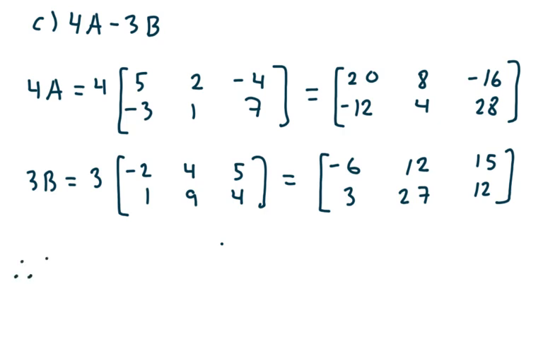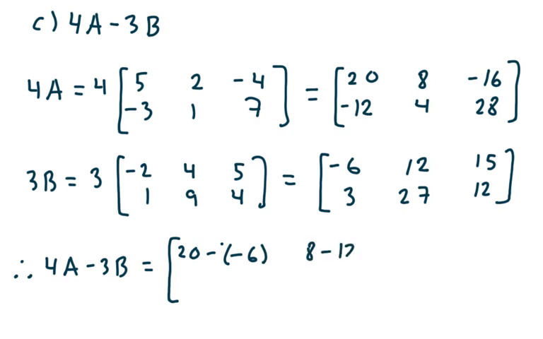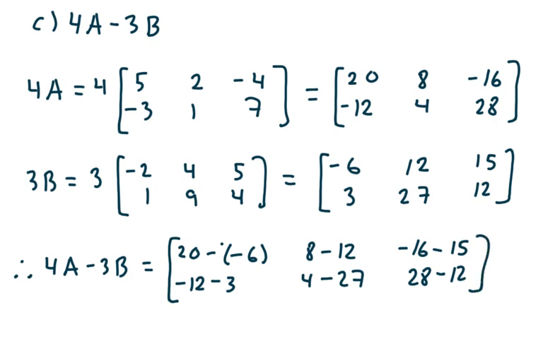Therefore, 4A minus 3B. Now I'm ready to perform this subtraction. I get 20 minus negative 6, right? 8 minus 12, and then negative 16 minus 15. That's the first row. In the second row, we get negative 12 minus 3, 4 minus 27, and then finally 28 minus 12. Like this.